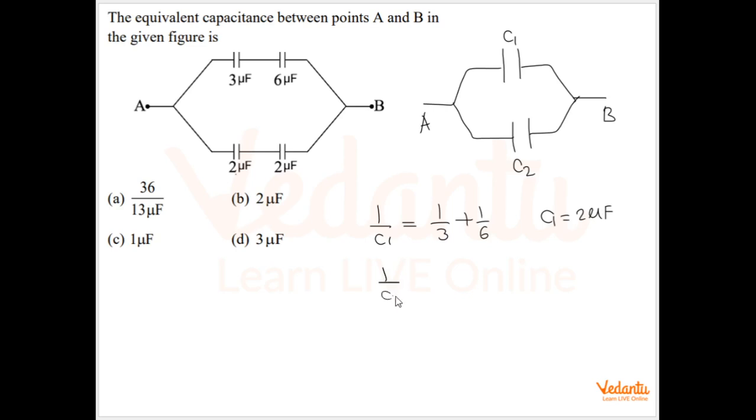And C2 is 1 by 2 plus 1 by 2. That gives us C2 as 1 microfarad. What will be the equivalent capacitance? Equivalent capacitance will just be equal to 2 plus 1. That is 3 microfarads. Option D will be the correct answer.